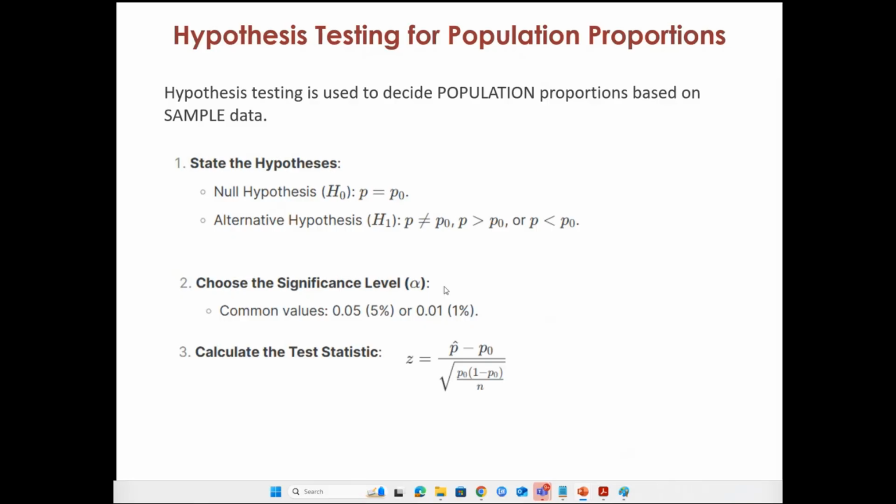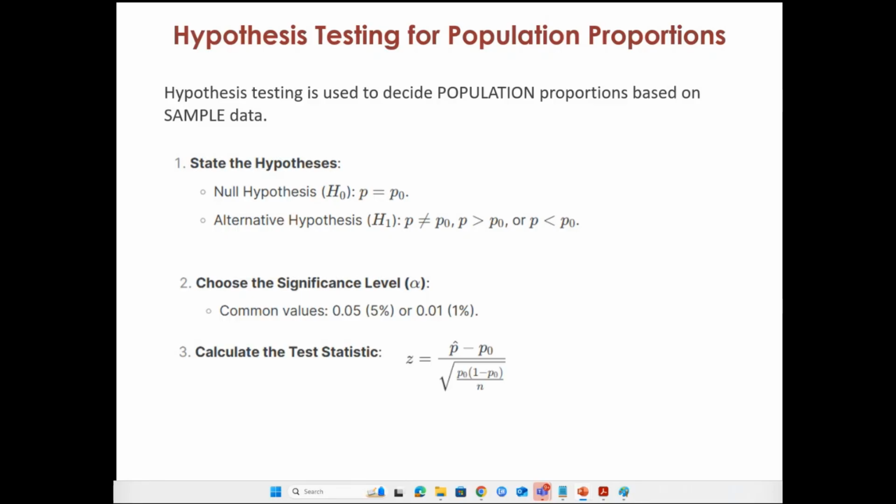And then choose the significance level. Usually we choose 5%. If you want to be stricter, then you choose 1%, because 1% gives you more confidence, because the confidence is given by 1 minus 1%, which is 99%. If you use 0.05, the confidence is 95%. So you choose 5% or smaller, which is good enough.